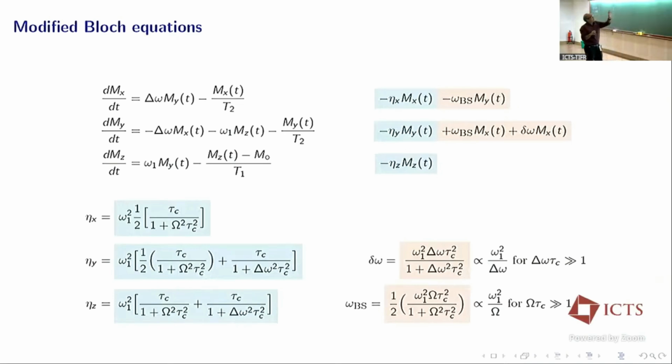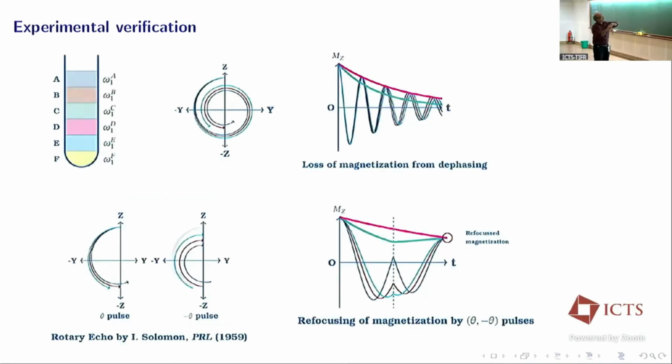So after we came up with these Bloch equations, we tried to experimentally validate it. The trouble is, the one easy way of detecting the drive-induced dissipation would be that you rotate the spins.